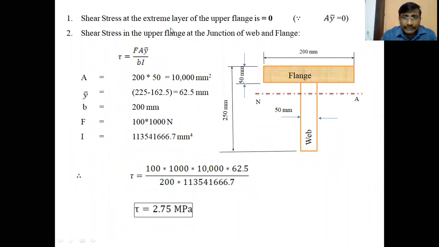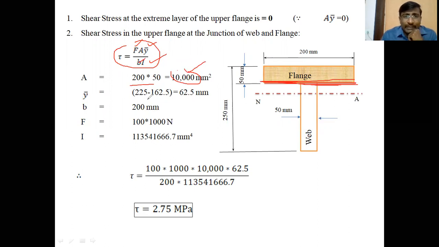So we are calculating the shear stress in the flange at the junction, which means we should consider the layer at the junction. This is the layer at which we are going to find the shear stress by applying the formula F A y bar by B into I at this junction. In this formula we should know the F value, A y bar value, B value and I value. Here one area is there, therefore A and y bar are taken separately. What is the area? The area above this layer is the flange area, 200 into 50. 200 into 50 is 10,000 mm square.